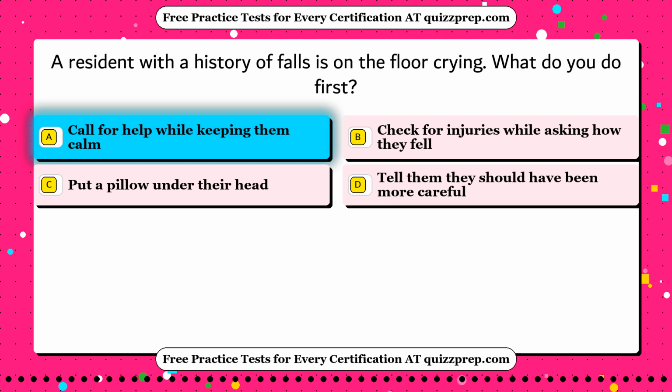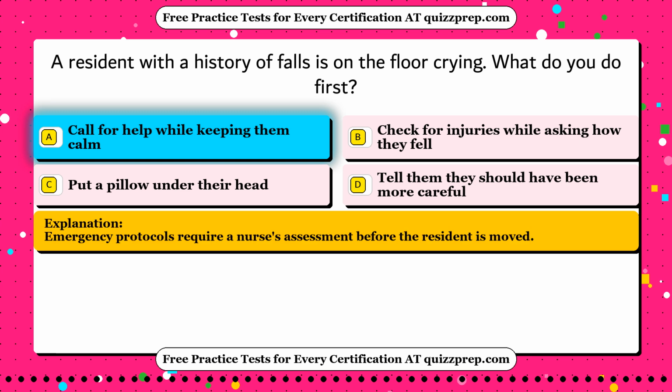The correct answer is option A, call for help while keeping them calm. Emergency protocols require a nurse's assessment before the resident is moved.